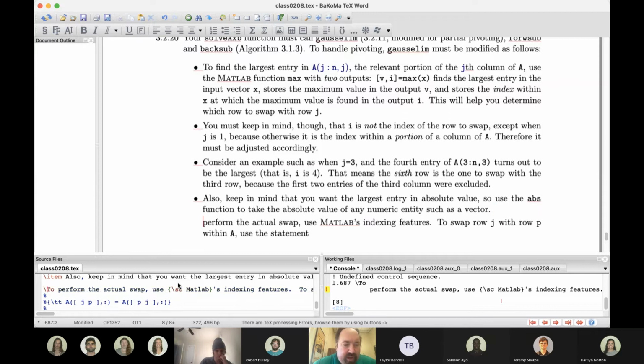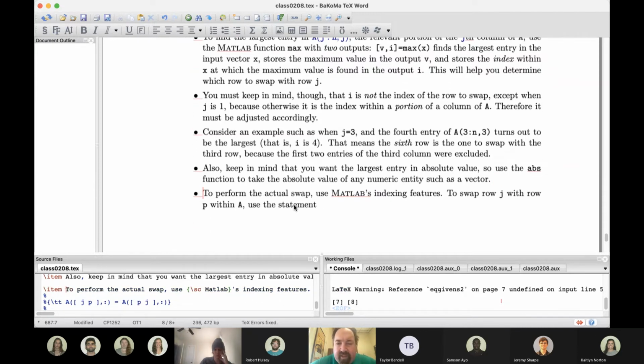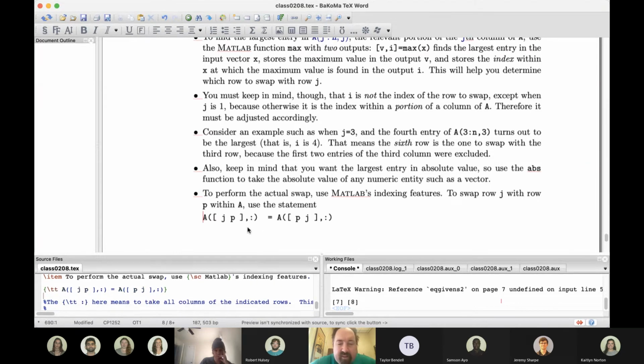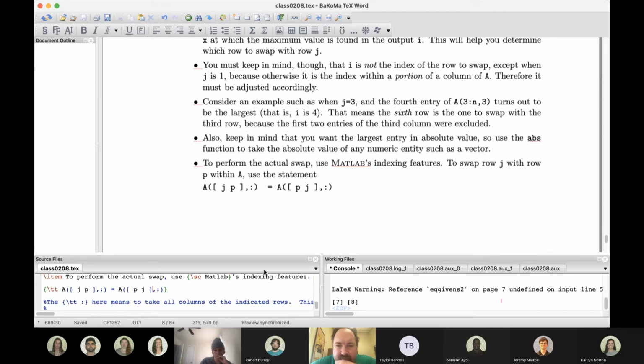Now, once you know what rows to swap, how do you swap? MATLAB's indexing features make that easy to do. It goes like this. On the right side, you're extracting rows P and J, in that order. And then comma colon means take all columns. Then they're assigned to rows J and P in that order. This performs a row swap, and it swaps the entire row because you're taking all the columns, which is what you want for Gauss elimination.